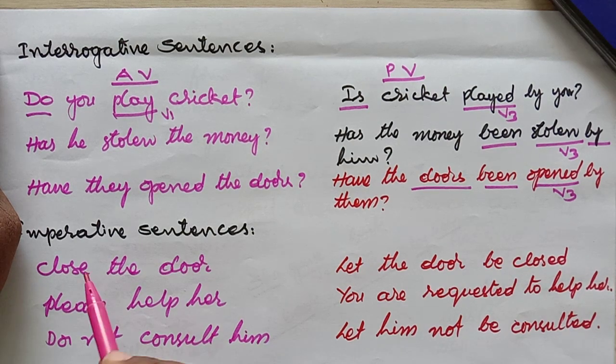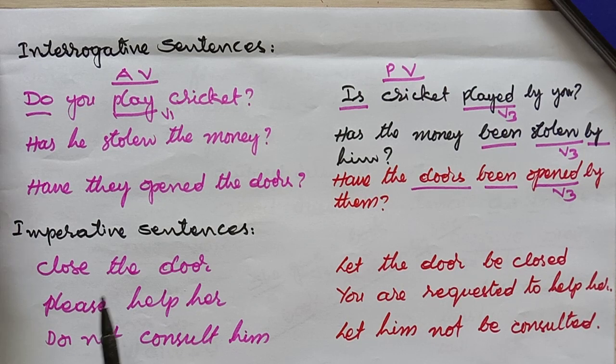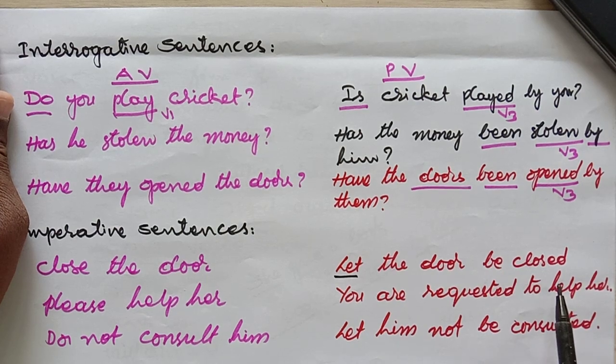Let us see. This is active voice and this is passive voice. How have imperative sentences been converted? Let us check. Close the door. In this, we are not particularly pointing at one person. Simply said, close the door. Now, in such cases, let should be used. Let the door be closed.